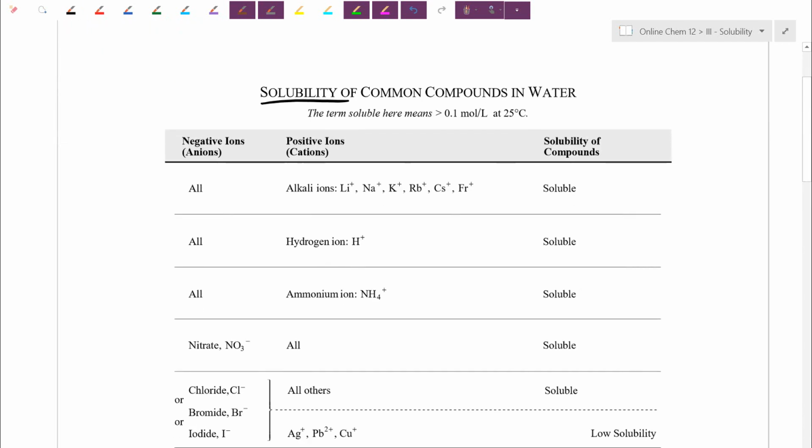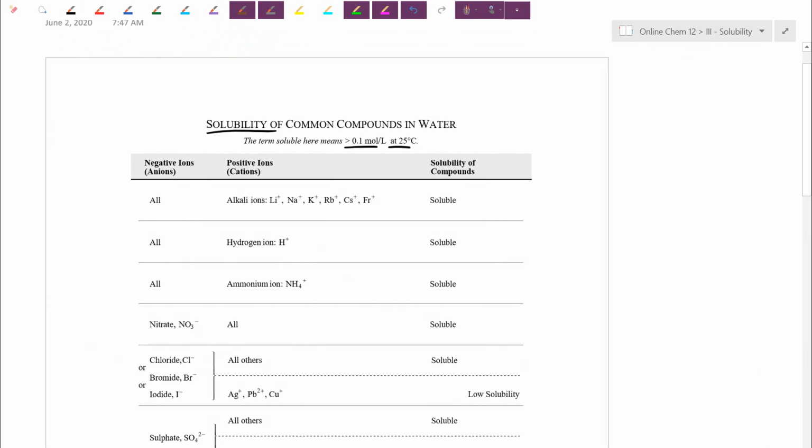Just a reminder here again, everything would dissolve to a certain extent. They just arbitrarily say if you manage to dissolve more than 0.1 moles for a given liter at 25 degrees, we're going to call you soluble. Otherwise, we're going to call you low soluble. First thing I would do is look on this chart here, see if I can answer the question. Sometimes I could ask you the question, hey, between these four salts here, which one is most soluble, which one is least soluble? Sometimes you can answer it just based on this part.